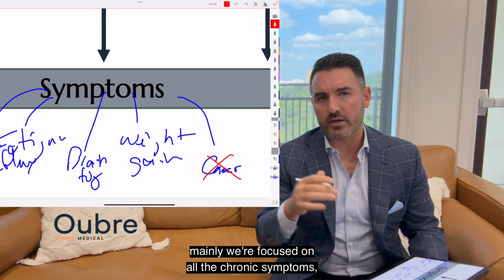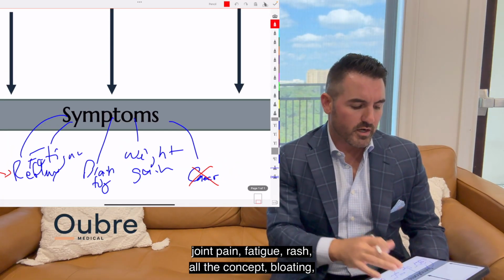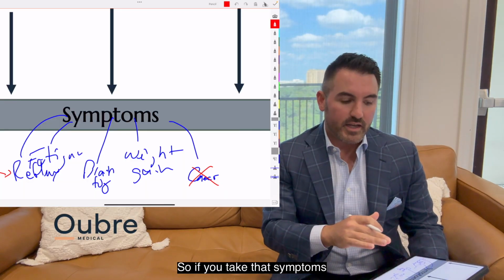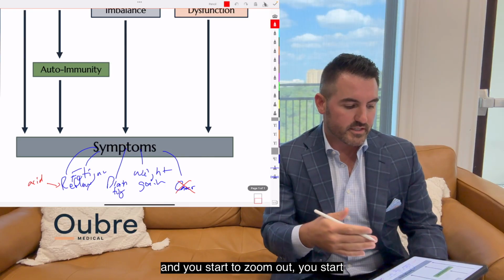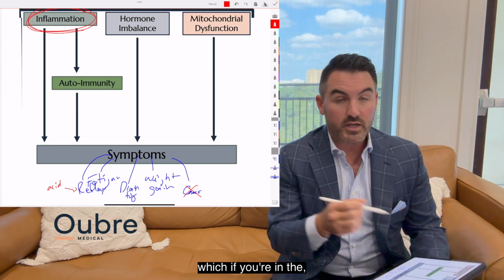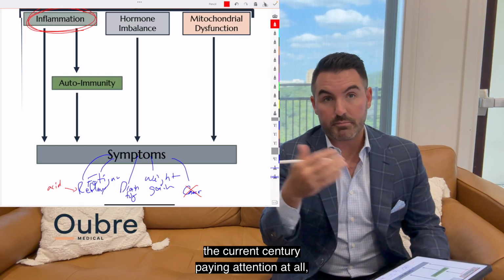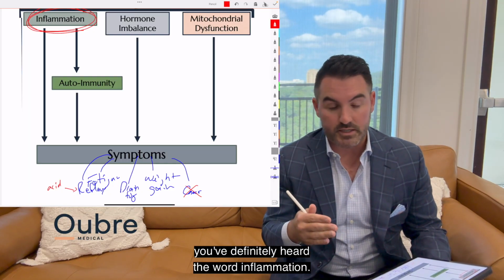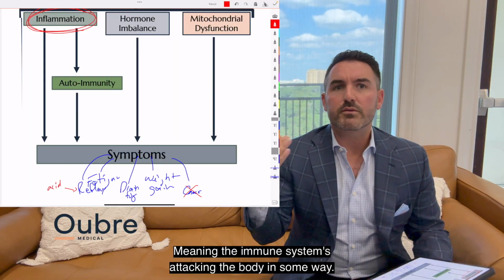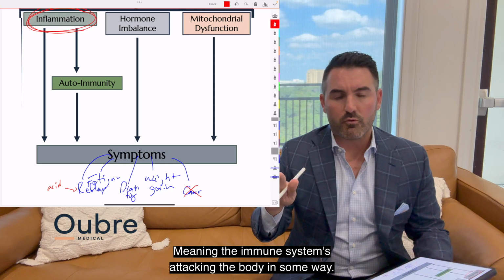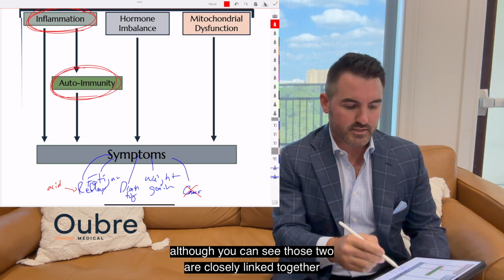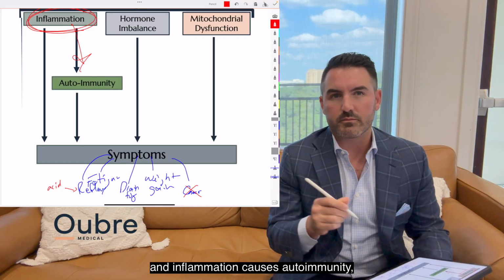Mainly, we're focused on all the chronic symptoms: joint pain, fatigue, rash, bloating, gut issues, all that jazz. Those are all symptoms. If you take those symptoms and start to zoom out, you start to see things come into the diagram. You can see things like inflammation, which, if you're paying attention at all in the current century, you've definitely heard the word. All inflammation is saying is the immune system gone rogue, meaning the immune system's attacking the body in some way. It's not necessarily the same thing as autoimmunity, although you can see those two are closely linked together. Inflammation causes autoimmunity.